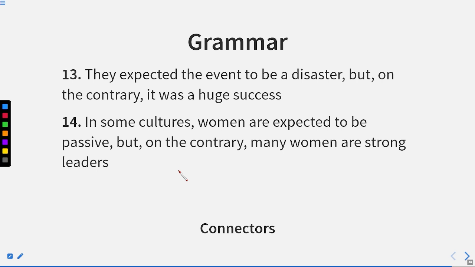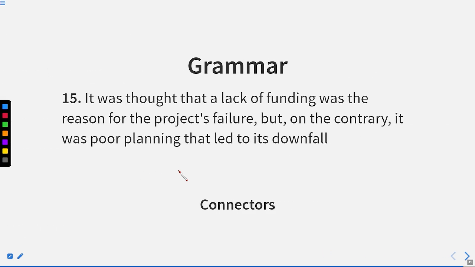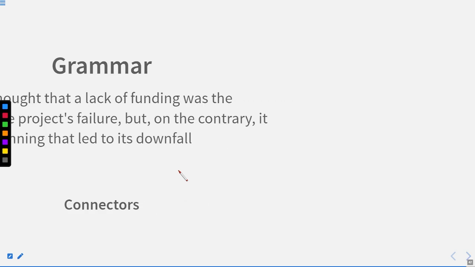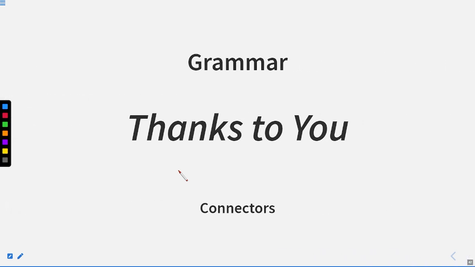In some cultures, women are expected to be passive, but on the contrary, many women are strong leaders. It was thought that a lack of funding was the reason for the project's failure, but on the contrary, it was poor planning that led to its downfall. So these were some sentences of on the contrary.